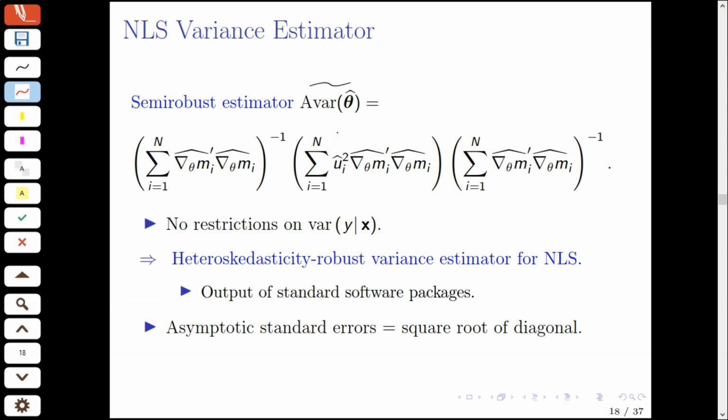Note here that in deriving this estimator, we've only used that the model is well specified. We haven't actually placed any restrictions on other features of the distribution of y given x. In particular, we haven't placed any restrictions on the conditional variance of y given x. For this reason, the semi-robust estimator is sometimes referred to as a heteroscedasticity robust variance estimator for nonlinear least squares. You may see this type of language if you use nonlinear least squares in some standard software package. Now, if we want to obtain asymptotic standard errors using the robust or semi-robust estimator, we would simply use the square root of the diagonal as usual.